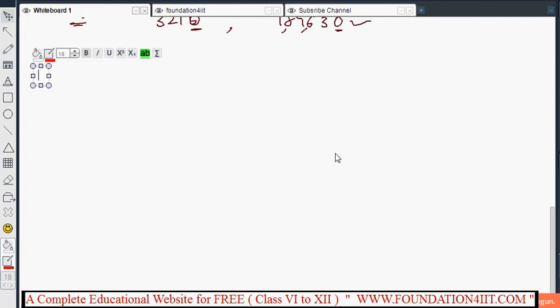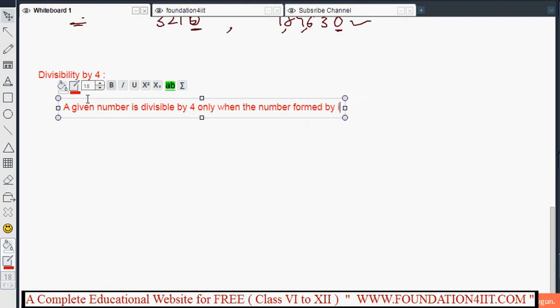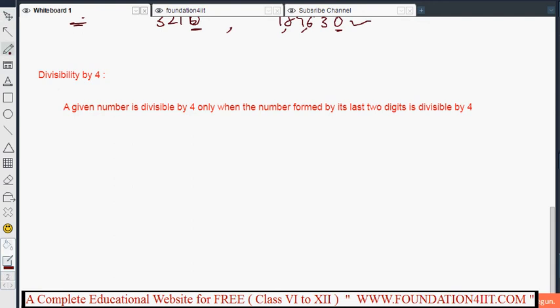Some other rules also. See divisibility by 4. So the rule for 4 here: a given number is divisible by 4 only when the number formed by its last two digits, the units place and tens place, is divisible by 4. So if the units and tens places together are divisible by 4, then that number is also divisible by 4.